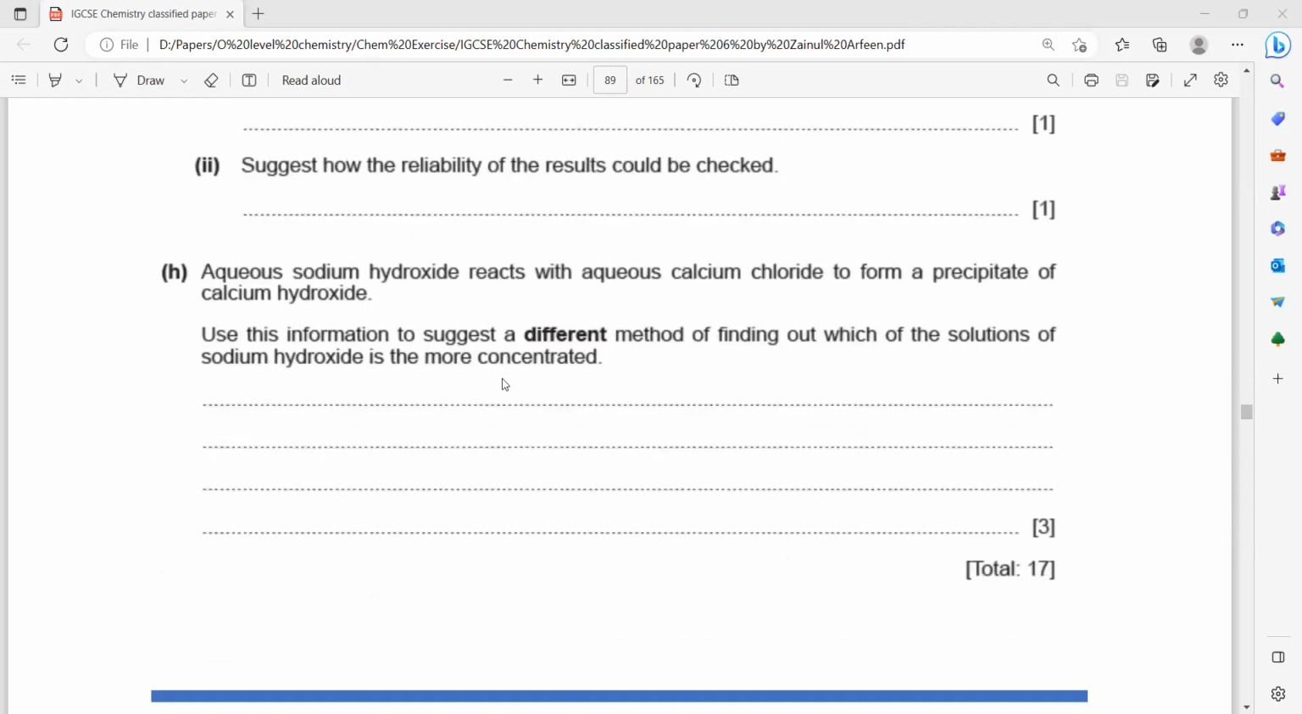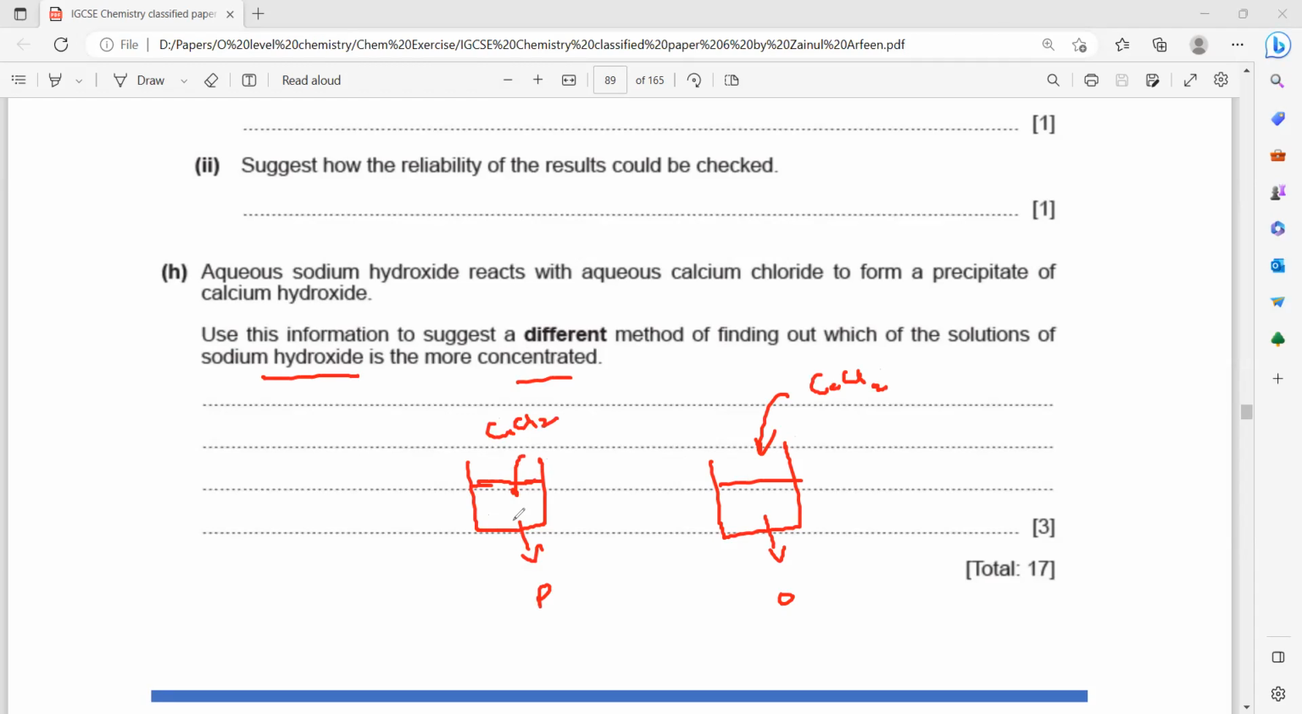Then sodium hydroxide reacts with calcium chloride to form a precipitate. Use this information to suggest a different method to find out which solution of sodium hydroxide is more concentrated. So how can you work out which solution is more concentrated? You will take equal volumes of the two solutions, solution P and solution O. And then you will add calcium chloride, an aqueous solution of calcium chloride.